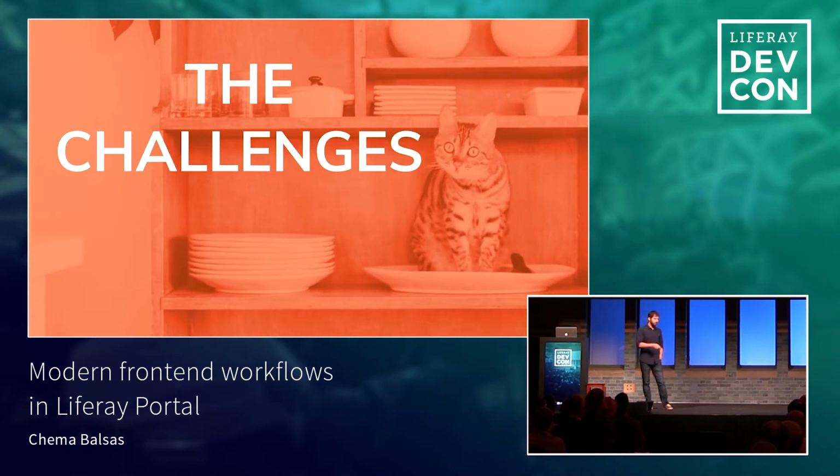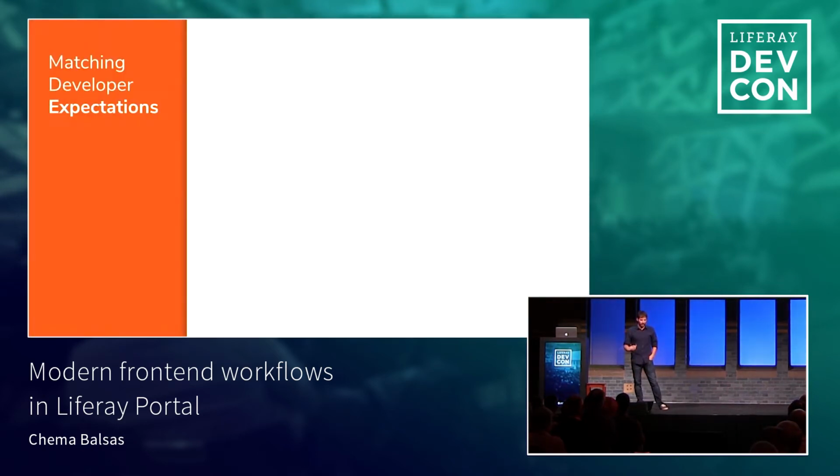So, okay, it's clear what we want to do. It's clear what we want to support. But what are the challenges? I just came from upstairs from a very interesting talk where they showed how they integrated React specifically in Portal, and they came up with similar problems that we are facing and are trying to solve. And for us, at least based on the comments and messages we see, the biggest issue is matching developer expectations.